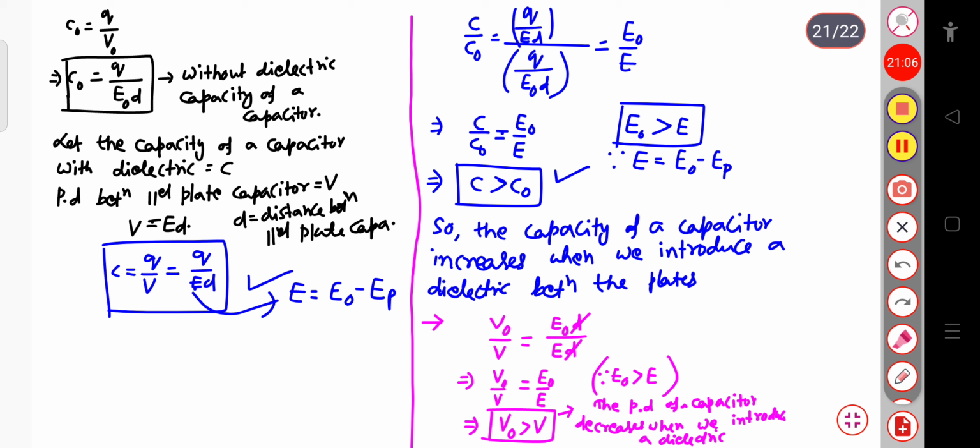Since the capacitance is inversely proportional to the electric field, when we introduce a dielectric between the plates, the capacitance of the capacitor increases. But in the case of the potential difference, the potential is directly proportional to the electric field. That's why the potential difference of the capacitor decreases when we introduce a dielectric between the plates of the capacitor. Okay, so this is all for today.